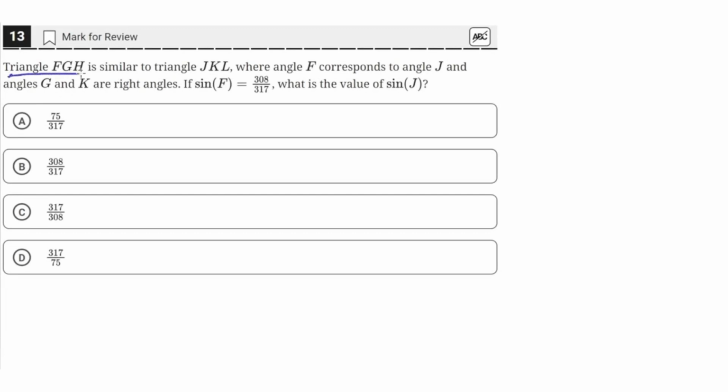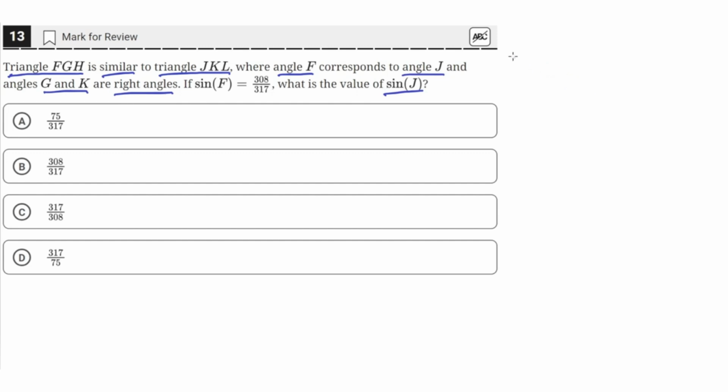Triangle FGH is similar to triangle JKL, where angle F corresponds to angle J, and angles G and K are right angles. If the sine of F is 308 over 317, what is the value of sine of J? Okay, so we have two right triangles.